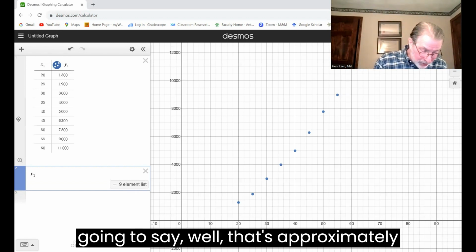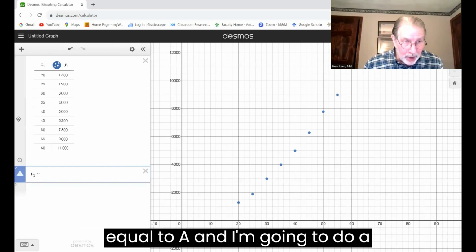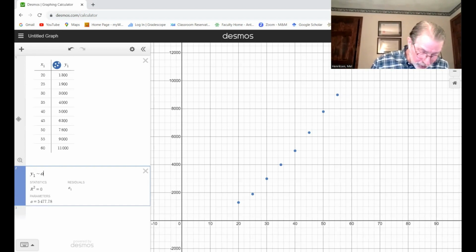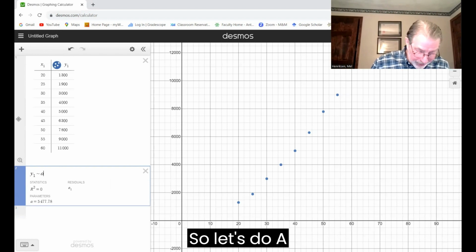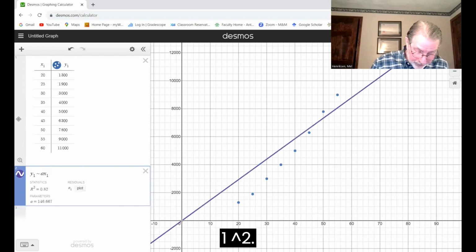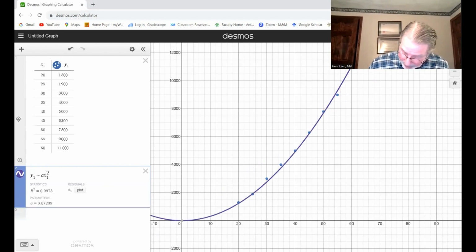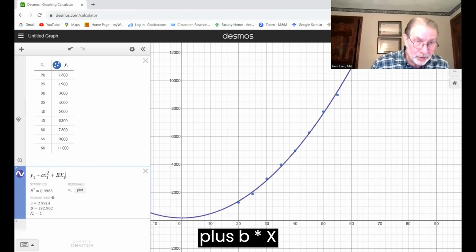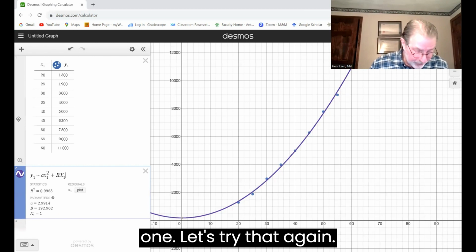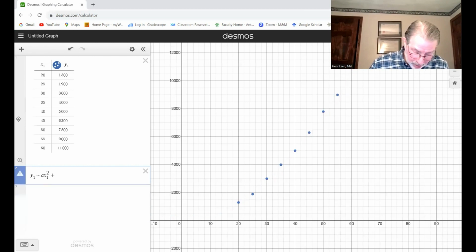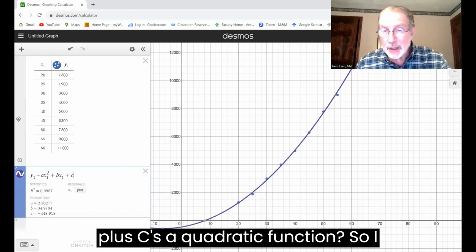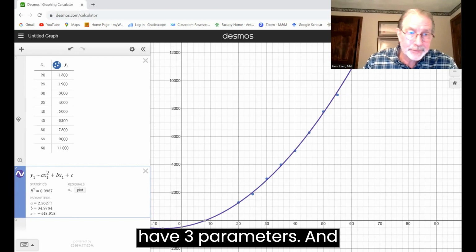And we're going to say, well, that's approximately equal to a, and I'm going to do a quadratic fit, all right? So let's do a times x1 squared plus b times x1. Let's try that again. b times x1 plus c. It's a quadratic function, so I have 3 parameters.